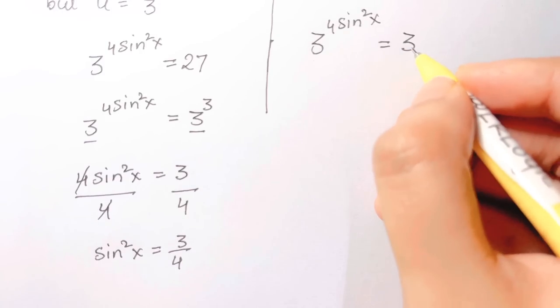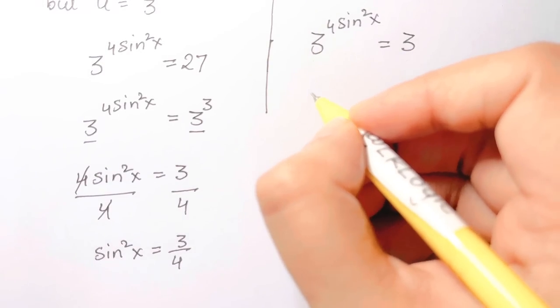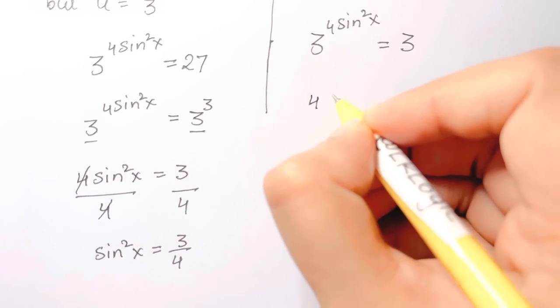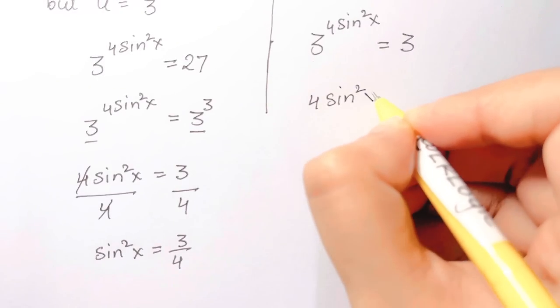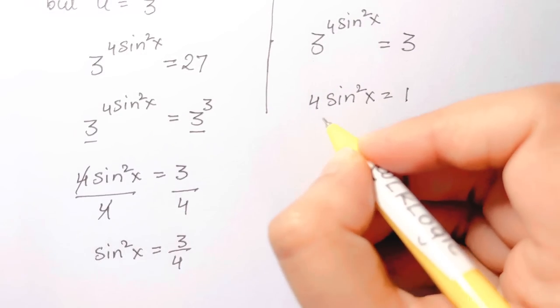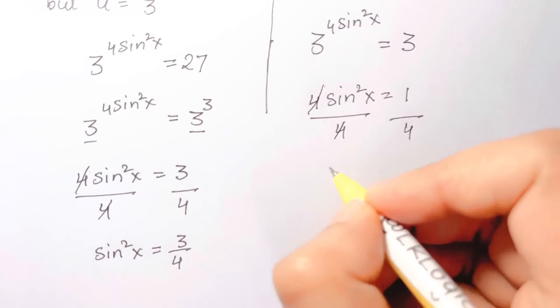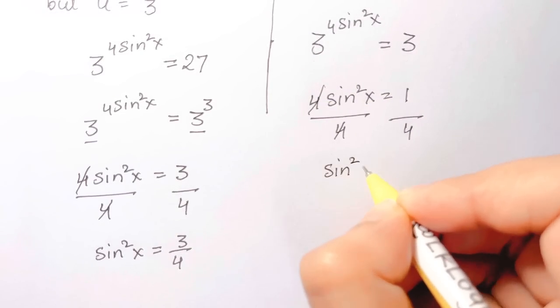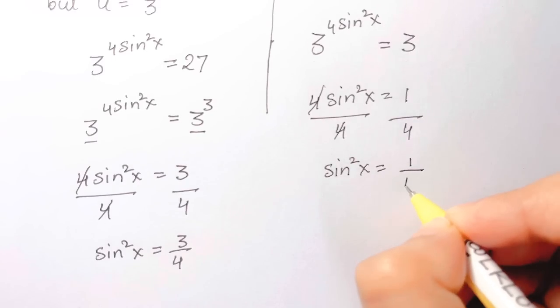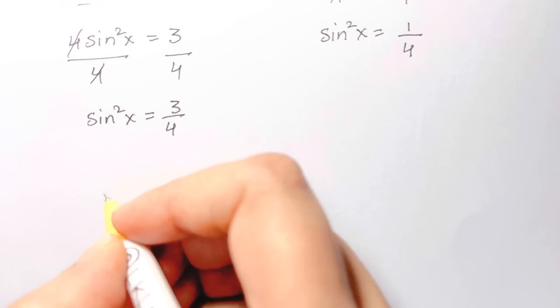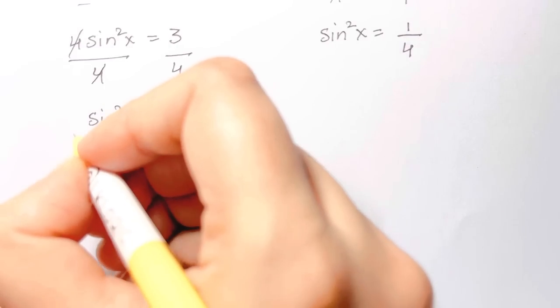We have same bases, that's equal, so we equate the powers. So we have 4 sine square x is equal to 1, and then divide both sides by 4. So this gets cancelled. So we have sine square x is equal to 1/4. Now we'll take square root on both sides.